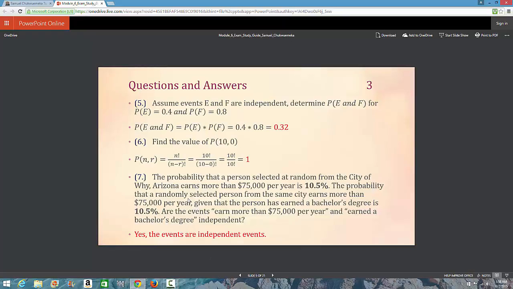Question 7. The probability that a person selected at random from the city of Y, this is another city, Y.